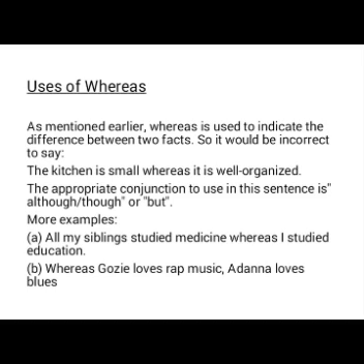So it will be incorrect to say the kitchen is small, whereas it is well organized. The appropriate conjunction to use in this sentence will be although or though or but. That means the expression should be the kitchen is small but it is well organized, or the kitchen is small although it is well organized.